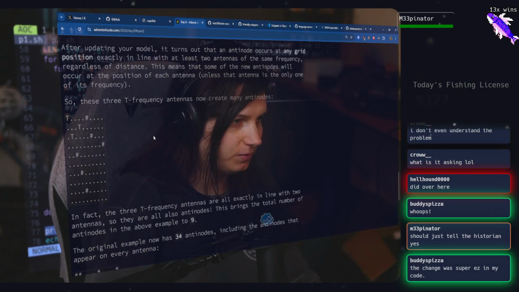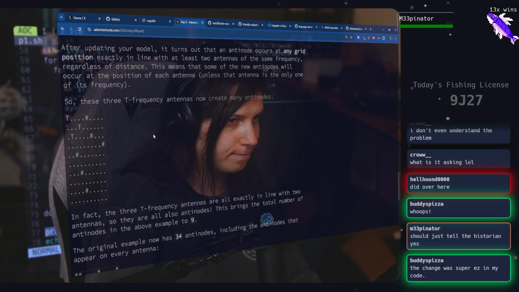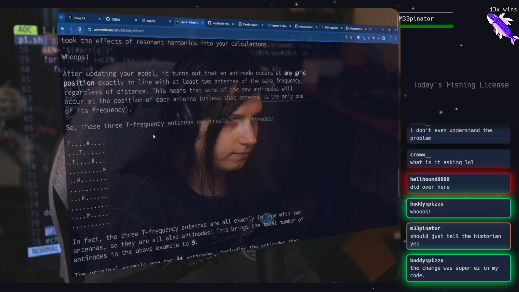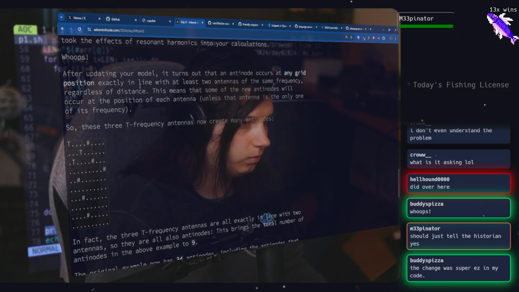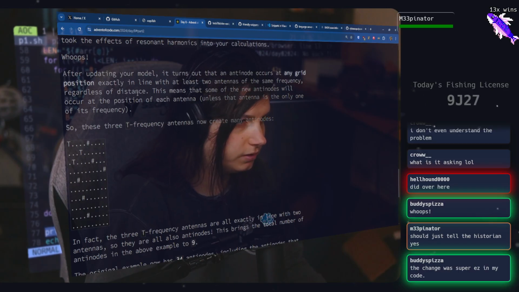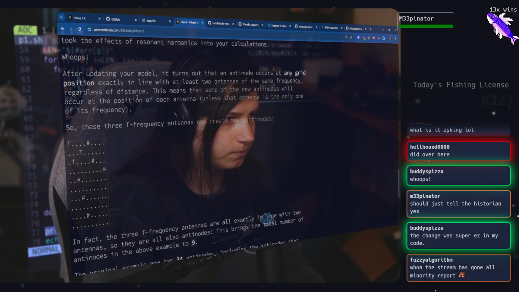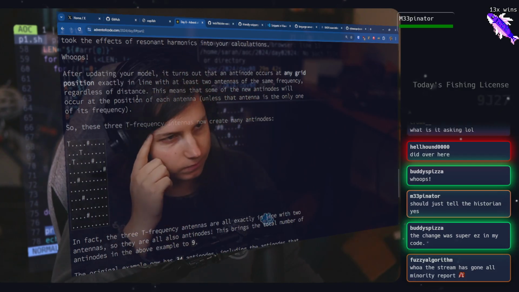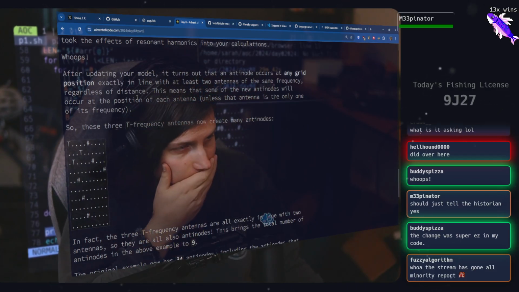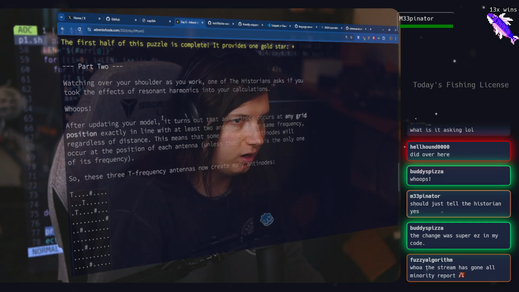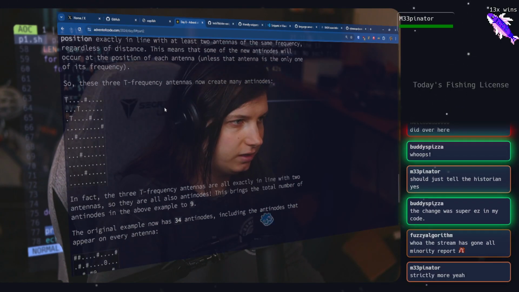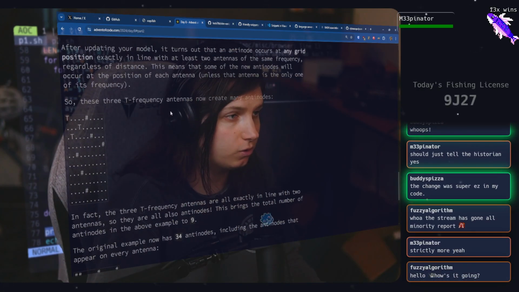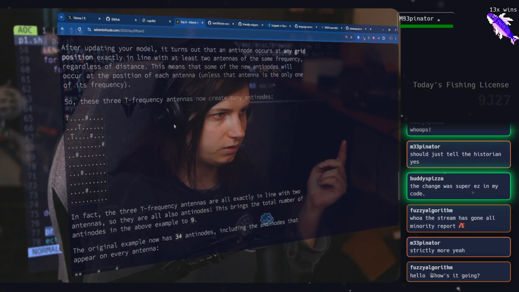Okay, I just want to make sure I'm understanding this. Does this mean there's strictly more antinodes? Or does it mean this is like, oops, we were wrong? That's what I'm not understanding so far. Strictly more. So the old rules still apply, but we have more rules. Okay.